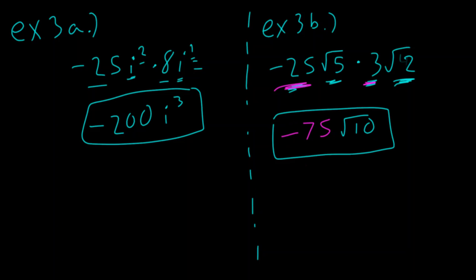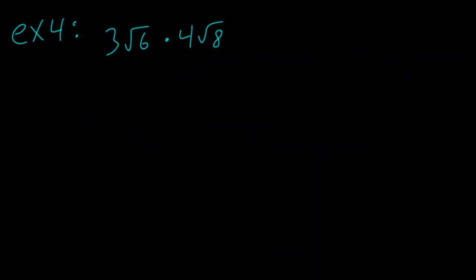Now I want to show y'all one final example. So let's go ahead, pause, finish taking your notes. Let's move on. Okay, here's our final example. Example 4, we have 3 square roots of 6 times 4 square roots of 8. And in fact, let's make it even more interesting. Let's make that a negative 3.